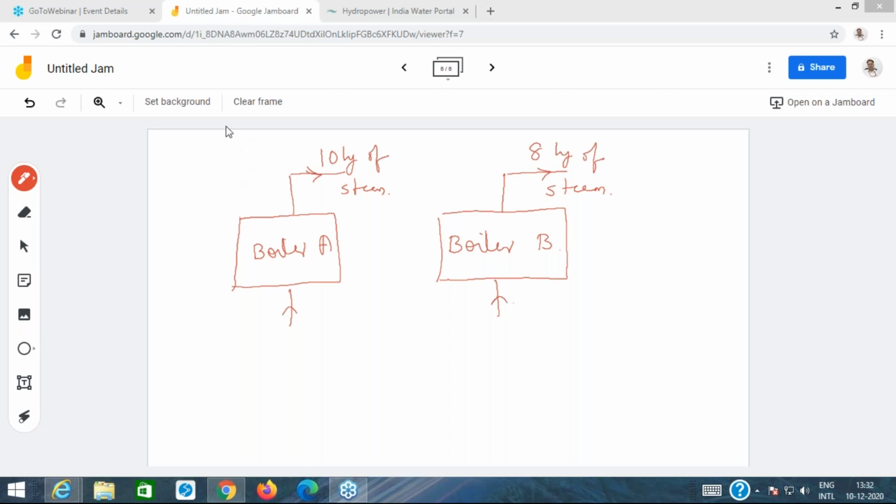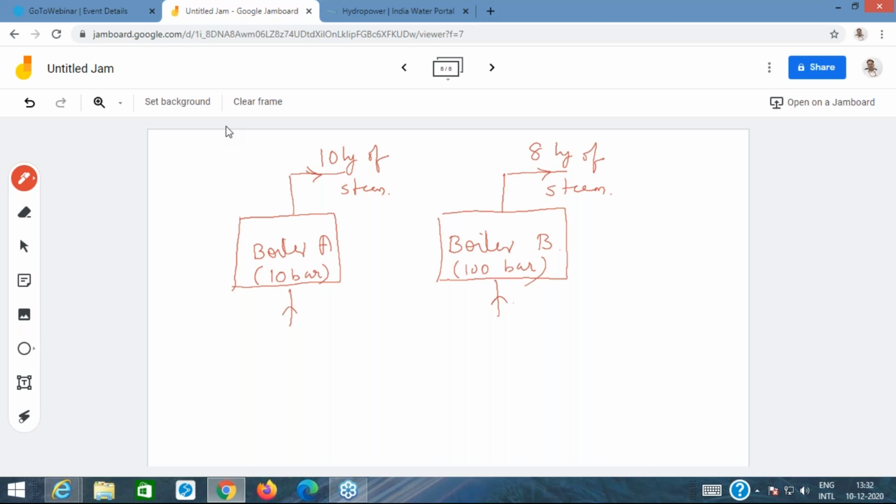Okay. Suppose now I add additional information to this. Boiler A is generating 10 kg of steam at 10 bar and boiler B is generating 10 kg of steam at 100 bar. Now, which is a better boiler? So now B is better.